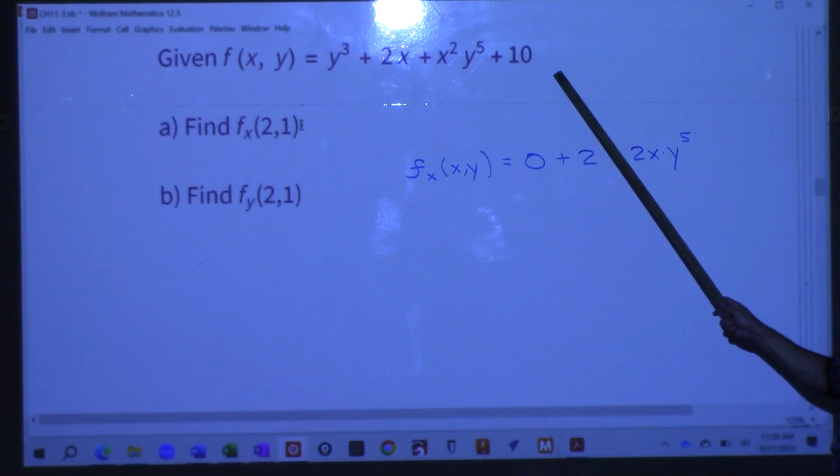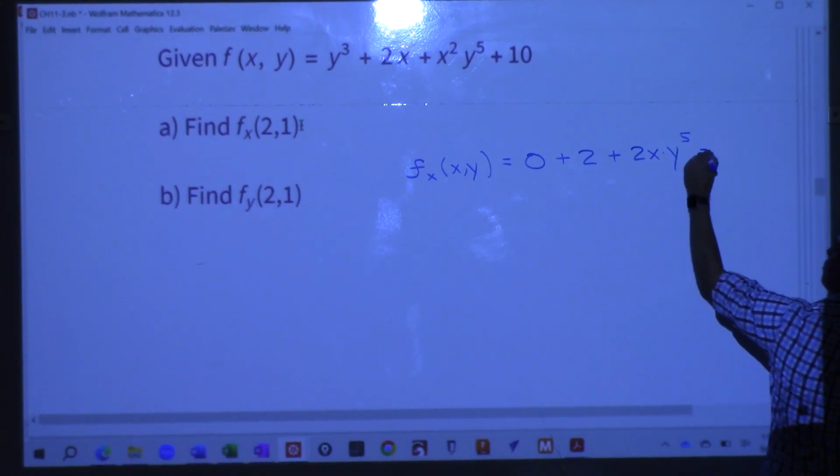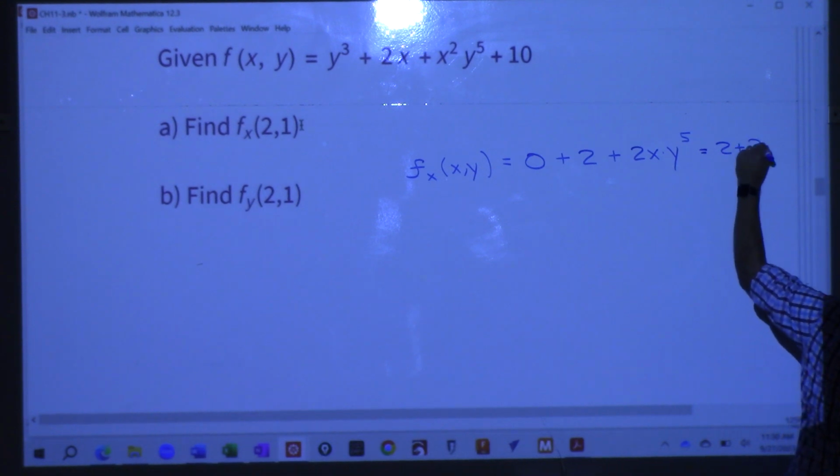And then finally, derivative of 10. Well, that is a constant. There's no, always. So the answer is just 2 plus 2x y to the fifth.